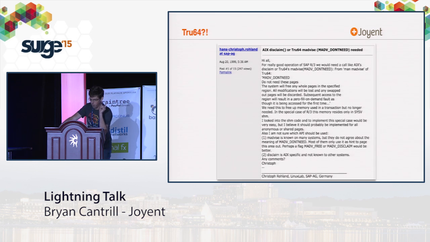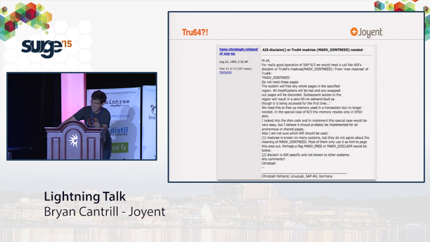And now we're getting to where this came from. SAP was doing what people do at SAP and what people were doing all over at the time. They were getting their Unix app to work on Linux. And one of the things they were missing was MADV_DONTNEED. And poor Hans, or Christoph, I guess, poor Christoph did not mean to do this. But Christoph accidentally referred to Tru64's implementation. So we need something like AIX's disclaim or Tru64's madvise.